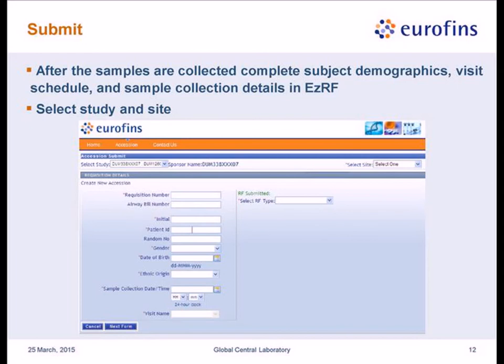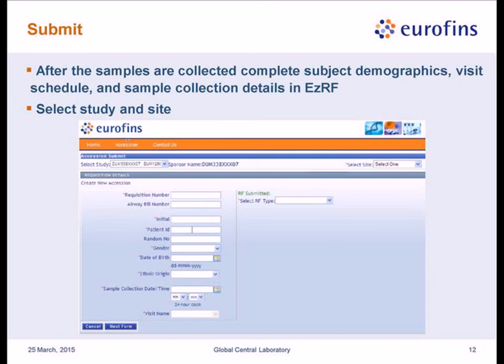Gender is actually a drop-down menu. You can select the gender from that drop-down. Date of birth is a calendar type field. You can go to that calendar to select the date of birth. Ethnic origin is a drop-down menu. Sample collection date is a calendar type field. You can click on the calendar to select the sample collection date.